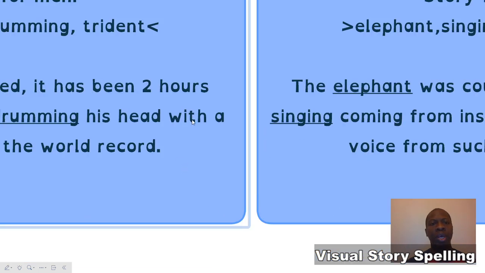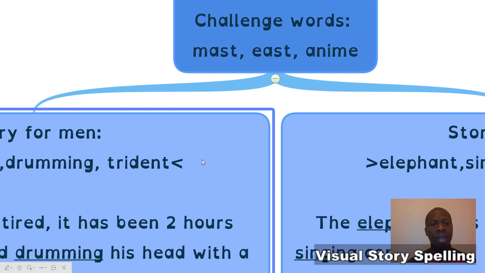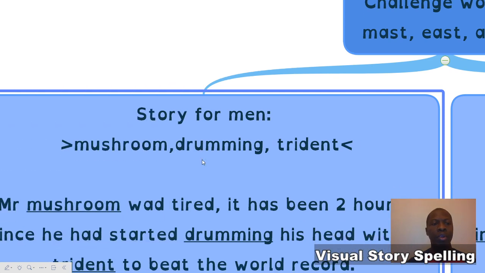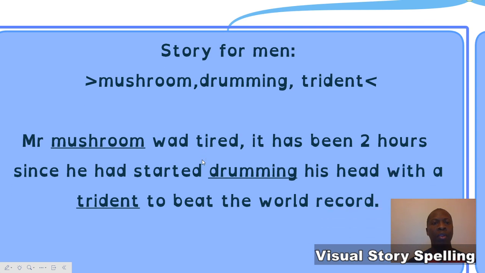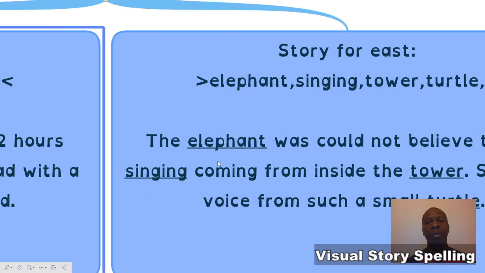So with the characters we have today, we can create the word man, and the story for man is as follows. Mr. Mushroom was tired. It had been 2 hours since he had started drumming his head with a trident to beat the world record.